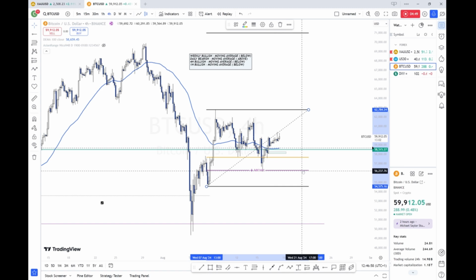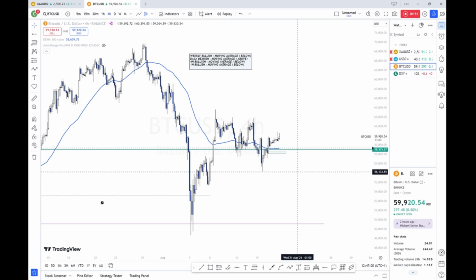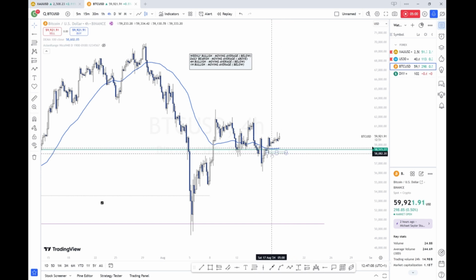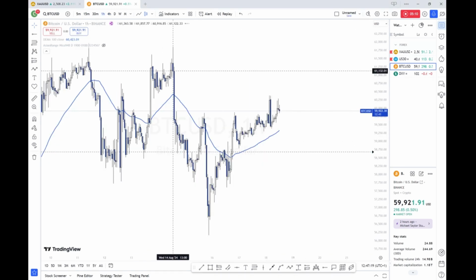So now where is my new demand zone? It is this line that I drew on the daily time frame, the support zone. Then I also have a demand zone on 1 hour. 4 hours is bullish, moving average is below. Same likewise for 1 hour.